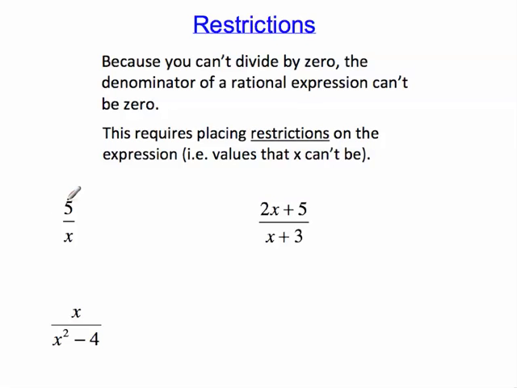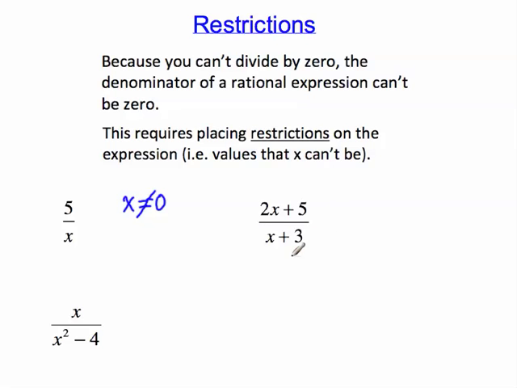Let's take a look. In this example here, 5 over x, we need to ask ourselves, what values could x take that would make the denominator 0? And here it's relatively simple because the whole denominator is just x. So if x were equal to 0, that would make the denominator 0. We can't have that, so our restriction is x cannot be equal to 0. An equal sign with a diagonal line through it.